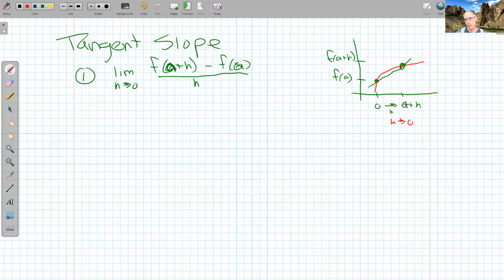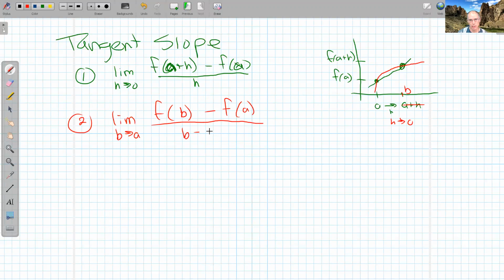The other way to think about it is instead of calling this a plus h, we could say, that's too many letters. Let's call that just that value b instead. So another way to approach this is the limit as b approaches a of f of b minus f of a over b minus a. So that's another way to write it there. So we could do it either way. And sometimes I like the green version, sometimes I like the red version. It kind of depends on the problem.